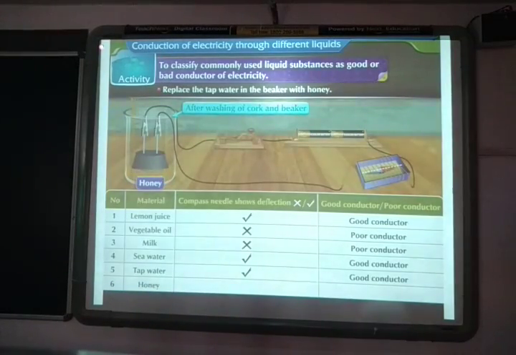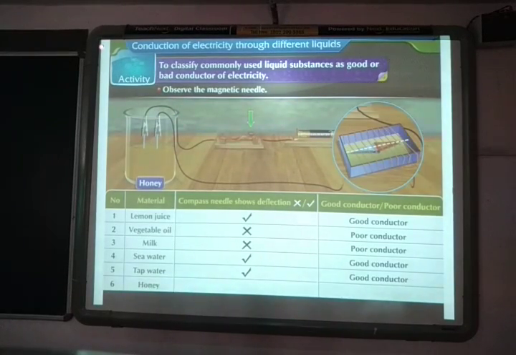Now, replace the tap water in the beaker with honey and observe the deflection in the magnetic needle. In the case of honey, the magnetic needle does not show any deflection. Thus, honey is a poor conductor of electricity.